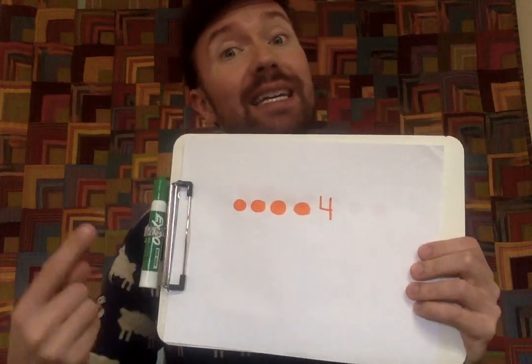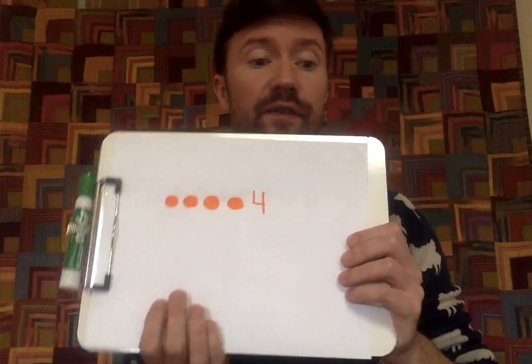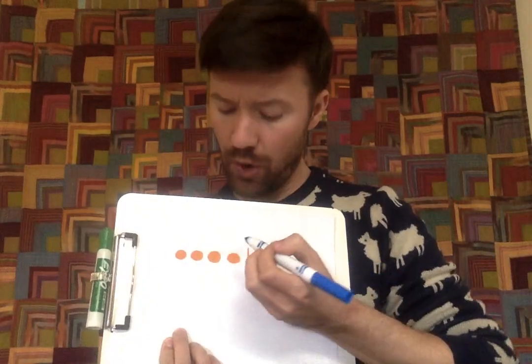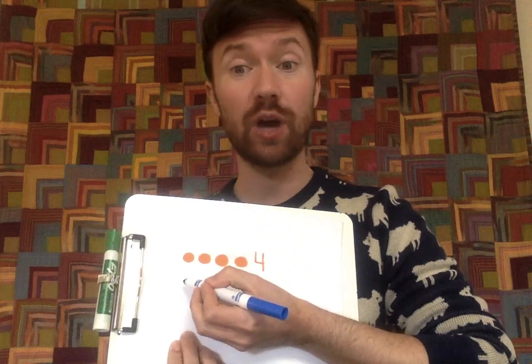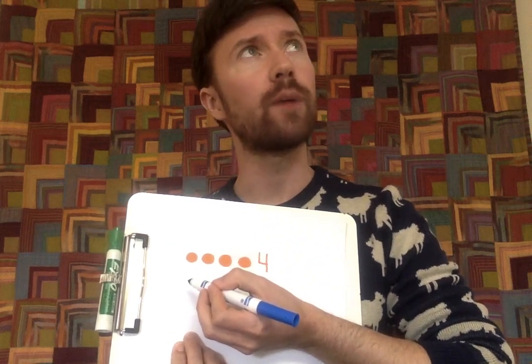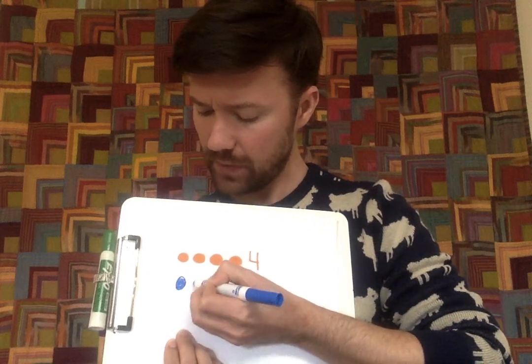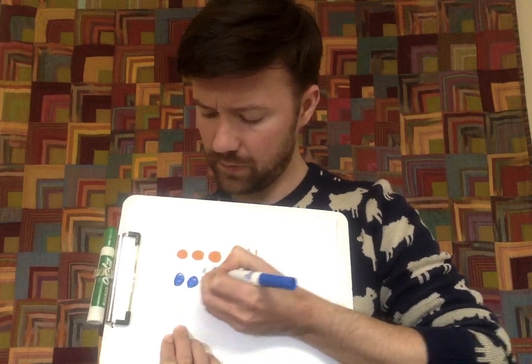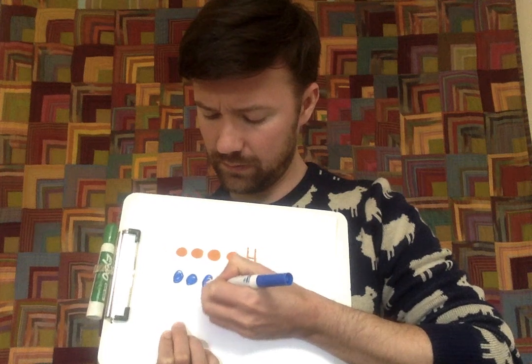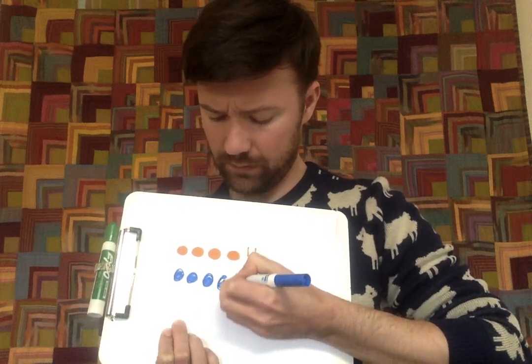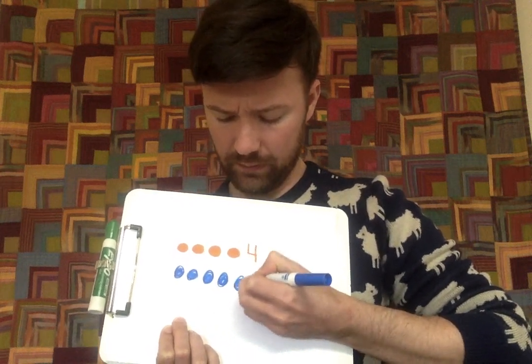And I'm going to use the counting on strategy to figure that out. And what that means is, what's 1 more than 4? And that's where I'm going to start. What is 1 more than 4? That's right, it's 5. So here we go. 5, 6, 7, 8, 9, 10.